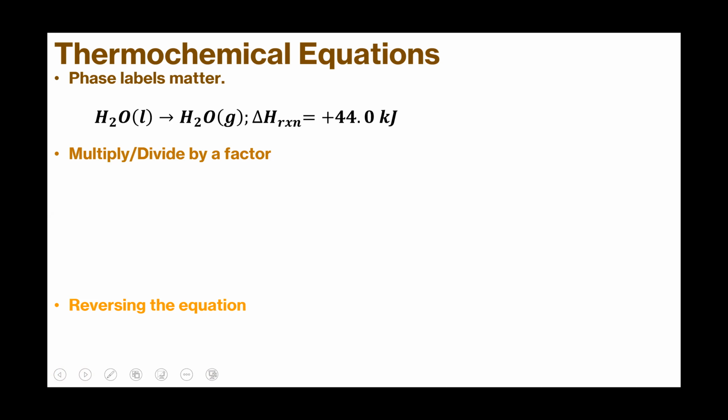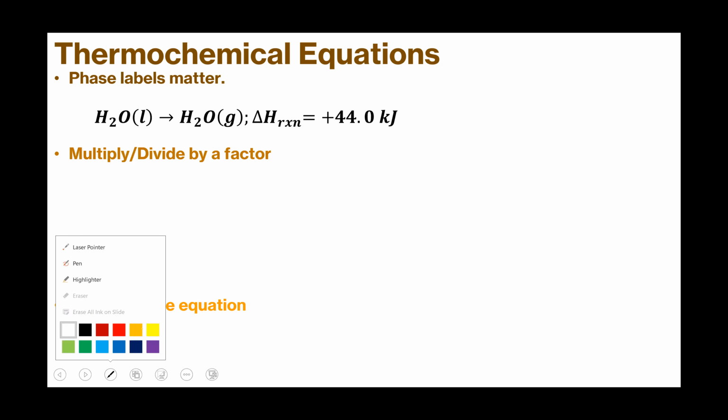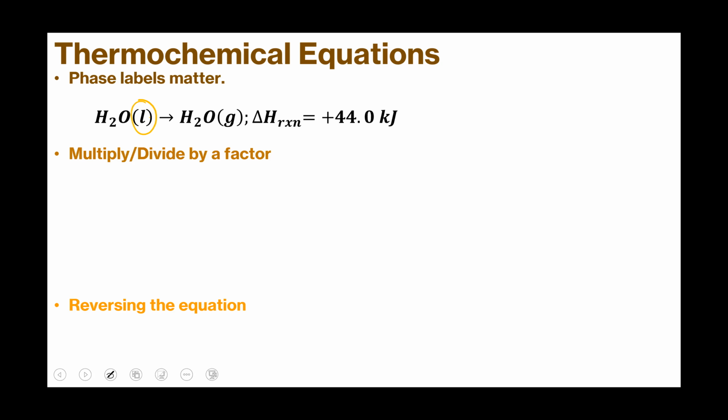We can do things with thermochemical equations, and we will come back to this later in another video. But phase labels are going to matter. Notice the only thing that's changing here in this equation is the phase label, right? We went from water liquid to water gas. This reaction required us to do a phase change, and that phase change is positive 44 kilojoules. So the phase labels are going to make a difference.